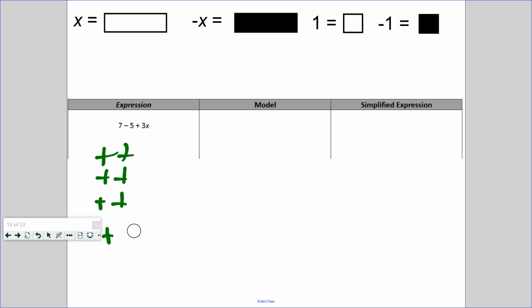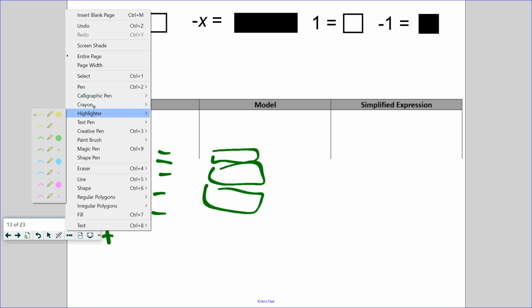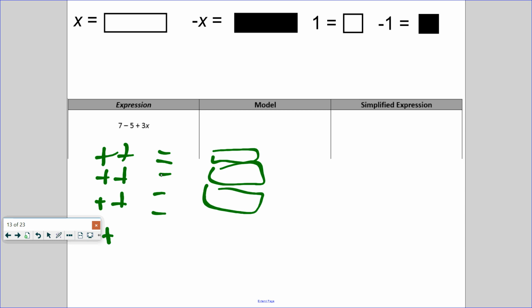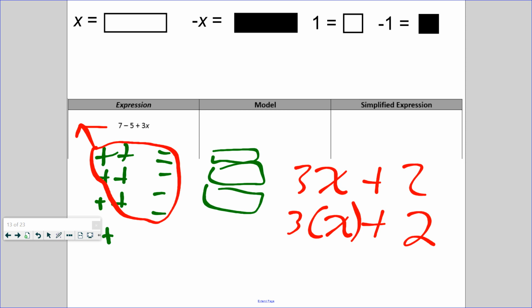7 minus 5, which is negative 5, plus 3 x's. Do you see any 0 pairs? Make 0 pairs with the x's? No. But I can make a 0 pair here. Let me take out the red pen now. Where's my red pen? So 1, 2, 3, 4, 5. These make 0 pairs. So I see 3 x's plus 2. 3 groups of x's plus 2. Both of them are equivalent, but this is more simpler, saying 3x plus 2.